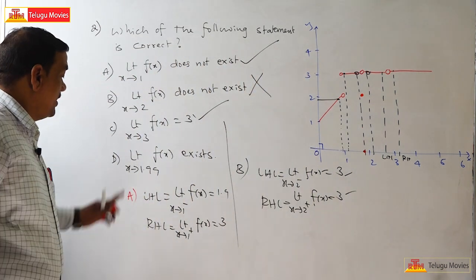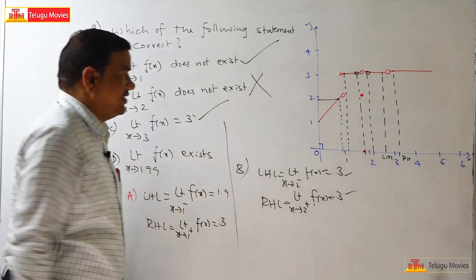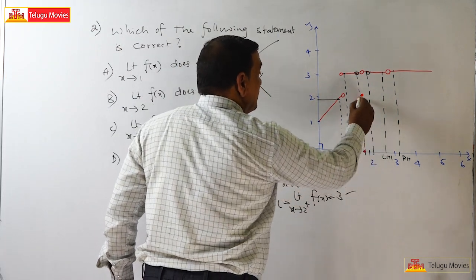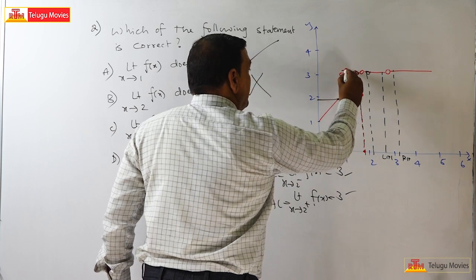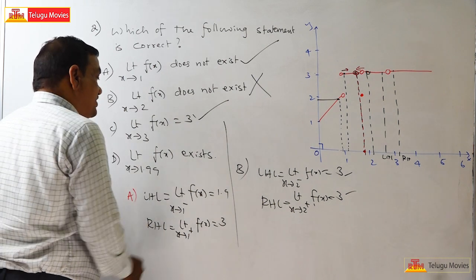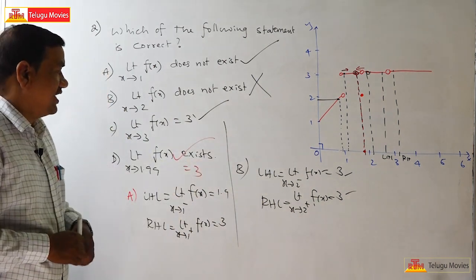1.99. Okay. Does the limit as x tends to 1.99 of f(x) exist? Yes, right. Why? Because 1.99 means, see here, the left hand side is 3, and the right hand side is also 3. Therefore, it exists, and its value is 3. Therefore, option D is also correct.